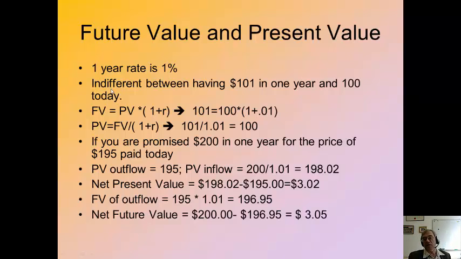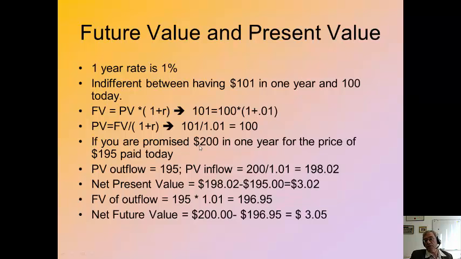Let's say the year one rate is 1%. That means we'd be indifferent between having $101 in 1 year and $100 today. So the future value is simply the present value times 1 plus the interest rate. Here the interest rate is 1% or 0.01. The future value is 100 times 1.01. The present value is simply the future value discounted at 1 plus the rate of return for that appropriate horizon. If we're expecting $101 in 1 year's time and the interest rate is 1%, then we discount it at 1.01 to get a present value of 100.